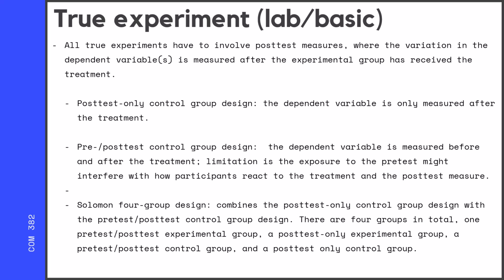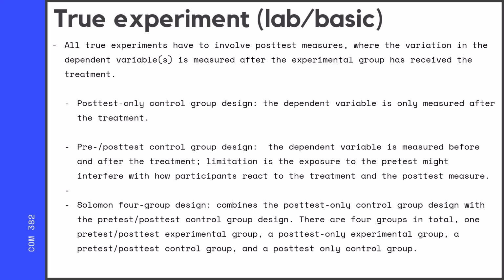Now the next one is a pre-test post-test control group design. The dependent variable is measured before and after the treatment. There's a limitation in that the exposure to the pre-test might interfere with how the participants react to the treatment and the post-test measures. So here's an example.